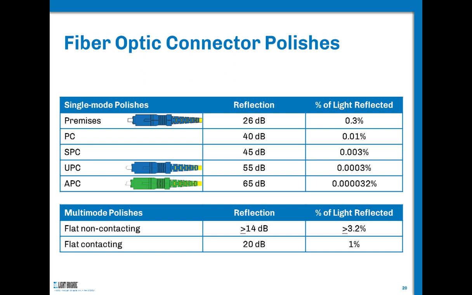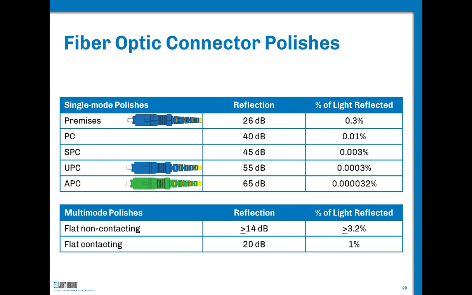Now, not that we deal with multi-mode in the outside plant, but just to give you some values on what multi-mode polishes are, these are typically the glass-to-air at 14, 15 dB, flat contacting about 20 dB or 1% of the light. The only reason they can tolerate these levels is because light-emitting diodes are insensitive to reflections, number one, and the vertical cavity surface-emitting lasers are extremely insensitive to reflections. So I'm always fearful, though, that somebody who does multi-mode work and does single-mode work starts hand-polishing a connector, thinking they're going to get around with the attenuation and the reflectance level.